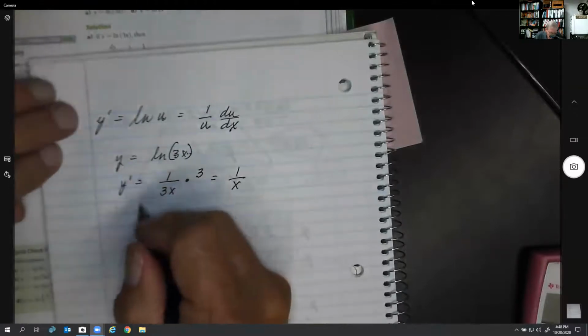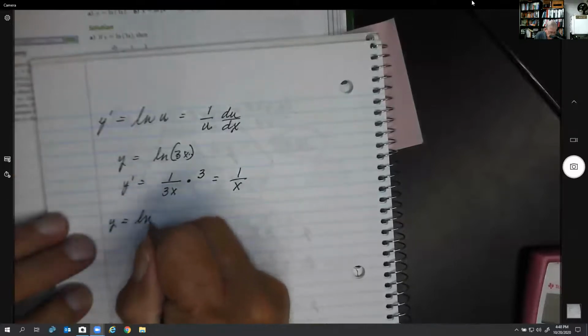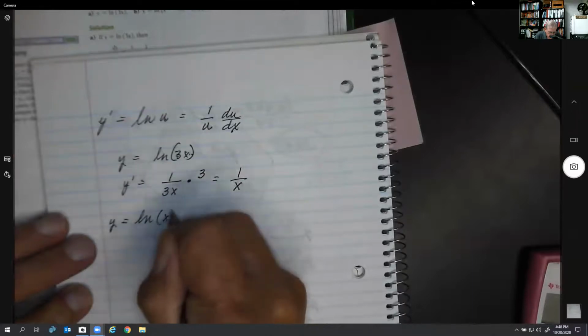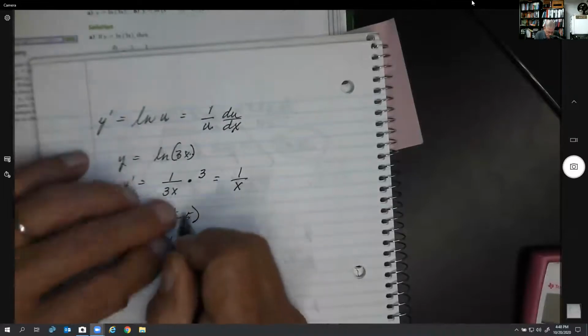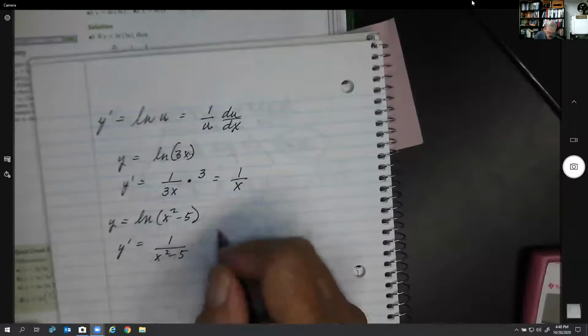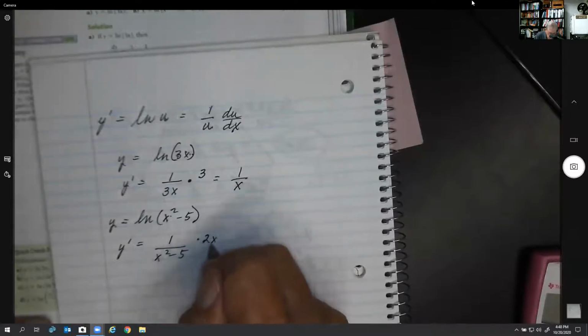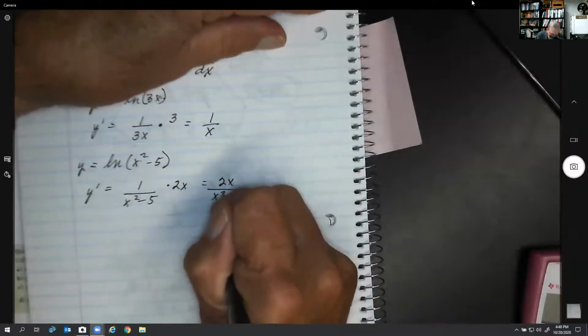Okay. What if we had something more complicated? y equals ln of x squared minus 5. y prime is going to be 1 over this whole thing times the derivative of the inside, which would be 2x. Okay, so not much we can do there. Probably just write it as 2x over x squared minus 5.